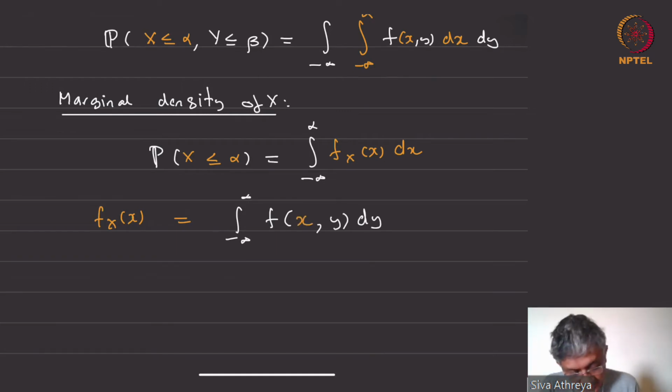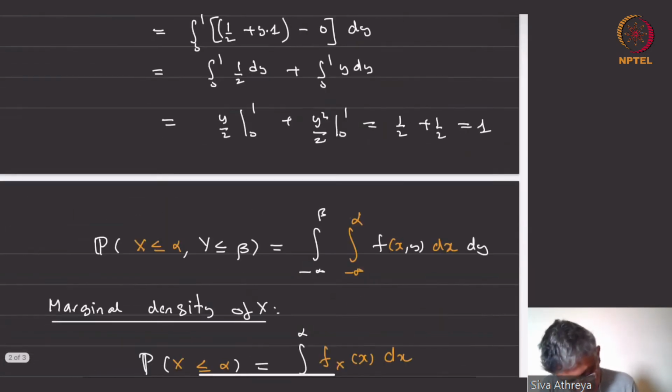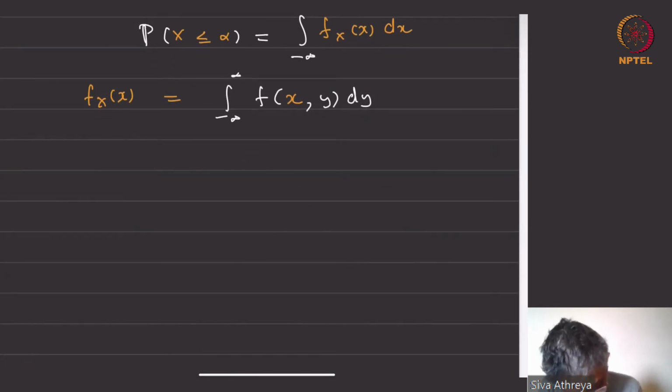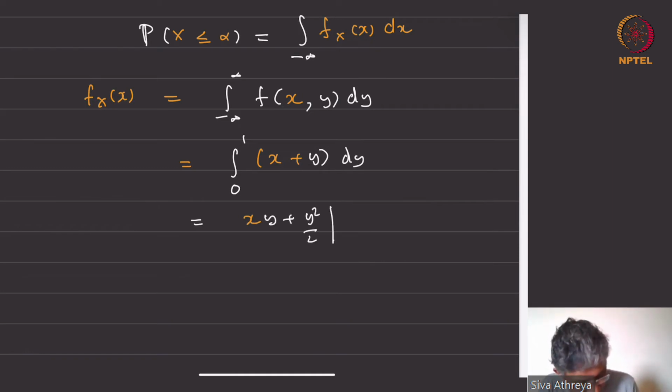Now again, I know my density is only positive in the unit square. So here this is going to be equal to the integral of x plus y dy, not over everything, sorry, only in the interval 0 to 1. Otherwise the density is 0. So I put 0 to 1. Again, x is a constant, like we thought before, so it will be x times y plus y squared by 2, from 0 to 1.